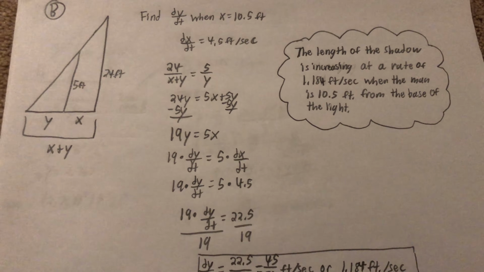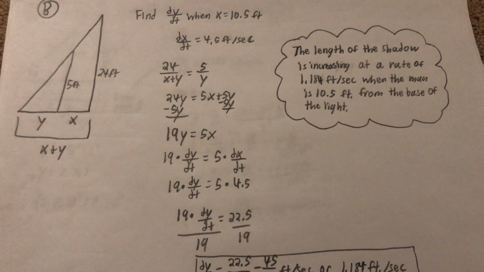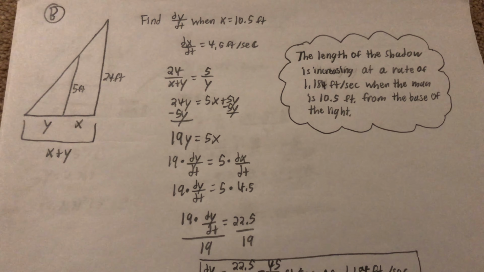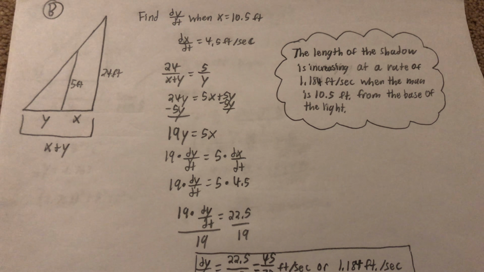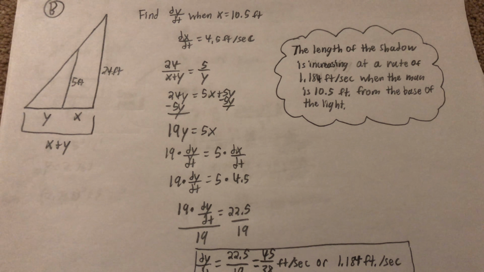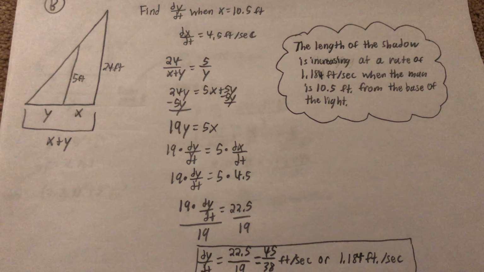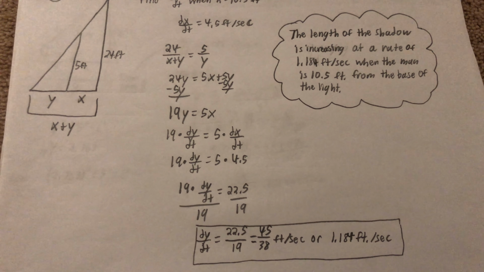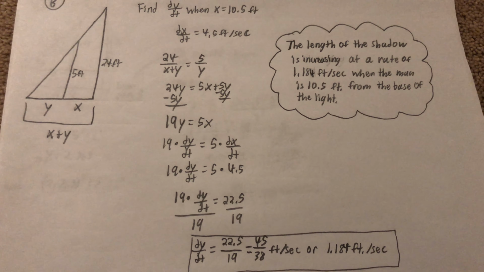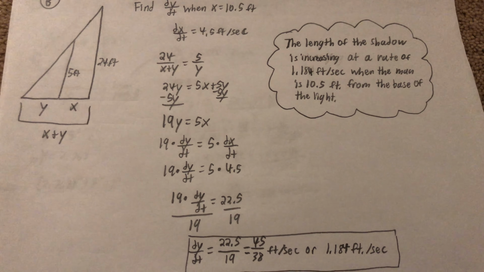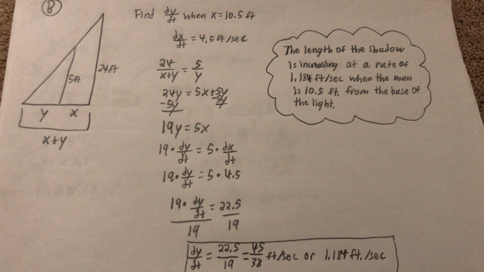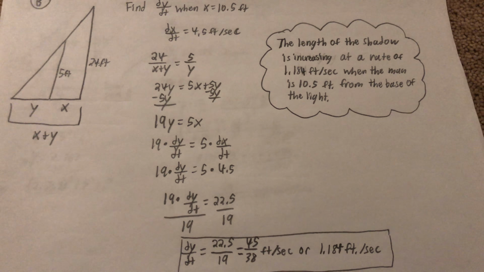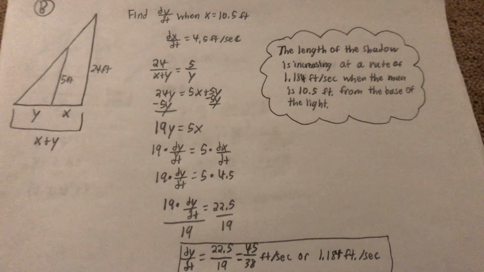Then we simplify the equation and find the derivative of y and x, and then we plug in 4.5 feet per second for dx over dt and solve for dy over dt, which is 1.184 feet per second. This means that the length of the shadow is increasing at a rate of 1.184 feet per second when the man is 10.5 feet from the base of the light.